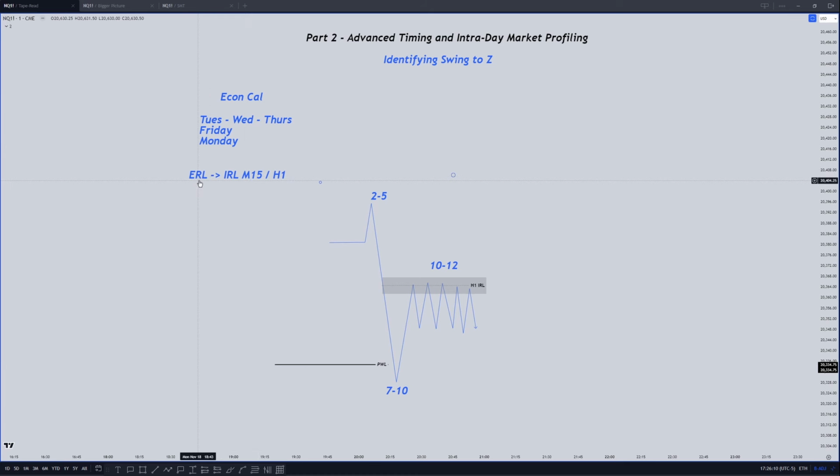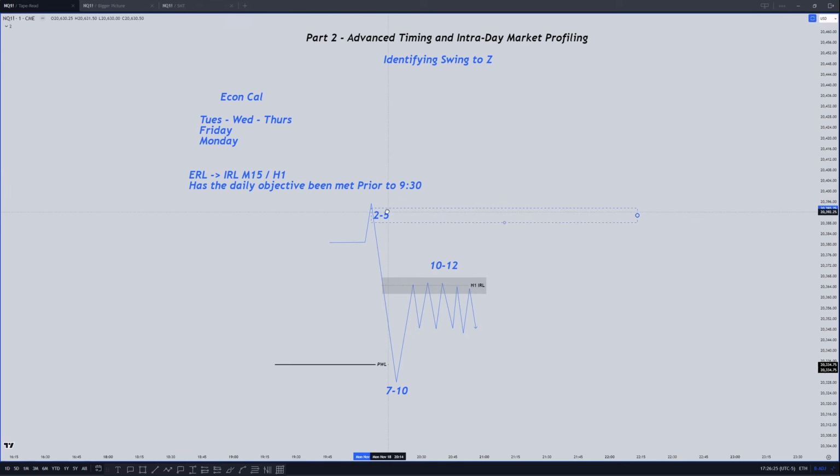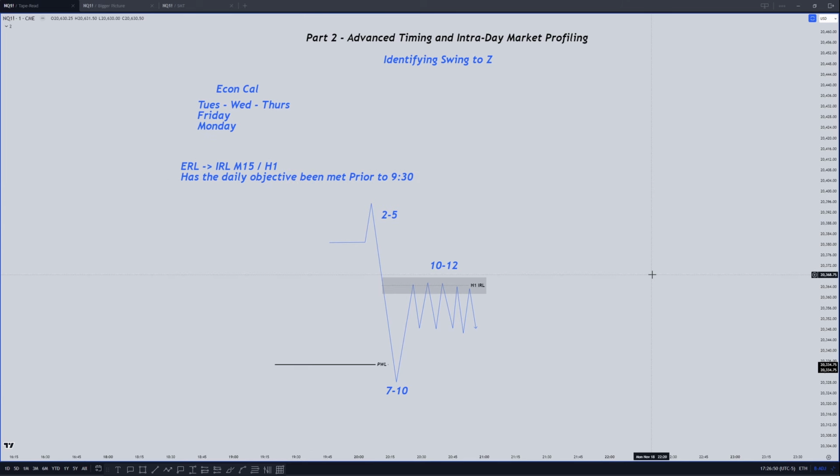Okay, so it's going to be based on the economic calendar. It's going to be based on the ERL to IRL. So specifically look at, has the daily objective been met prior to 9:30 open, or I guess even the 8:30 open, but specifically that New York session. Okay, that's what I'm looking for. But swing to Z profile is really just the low probability setup that you'll have.